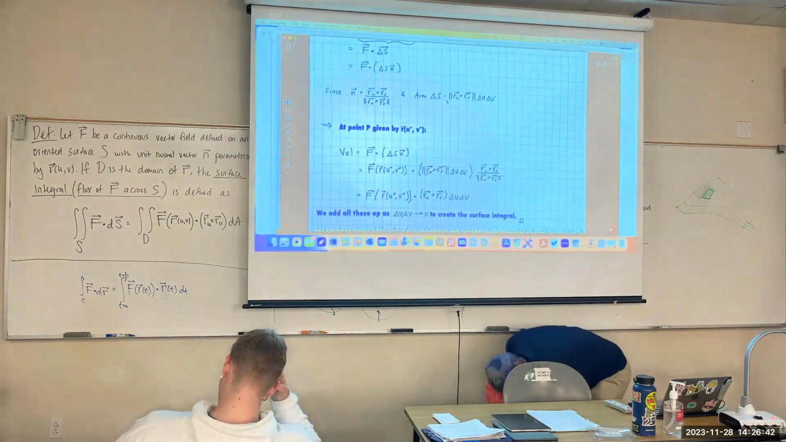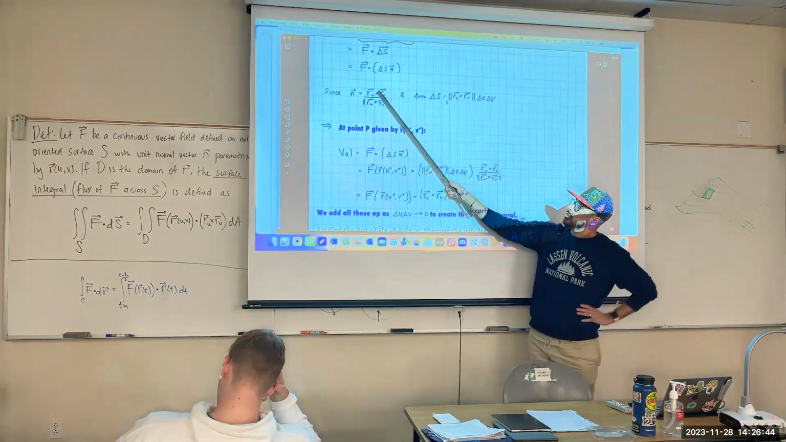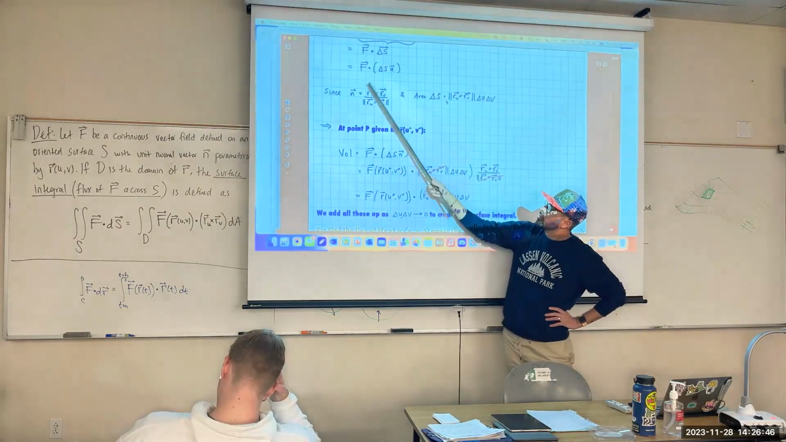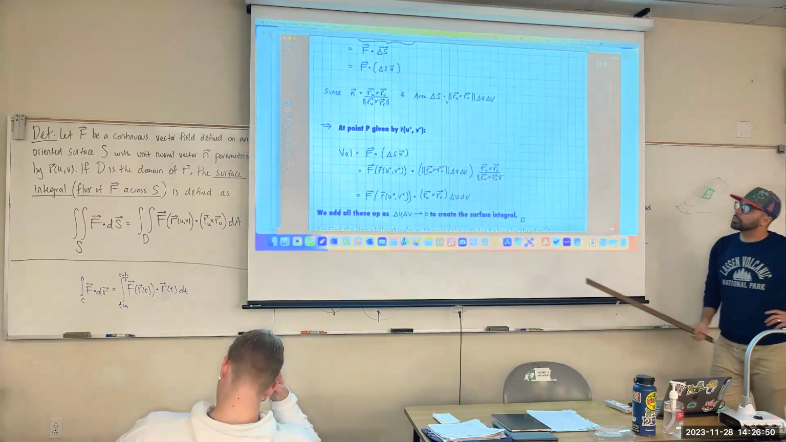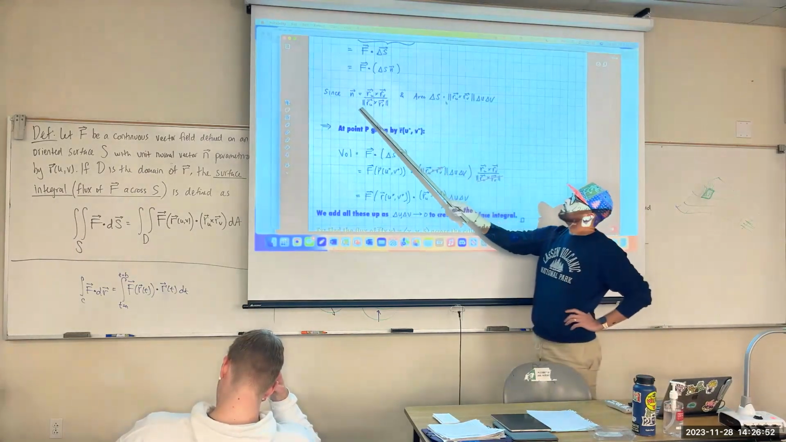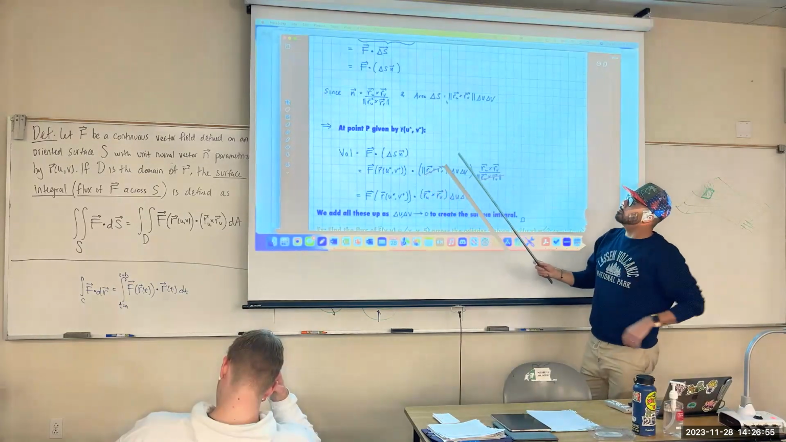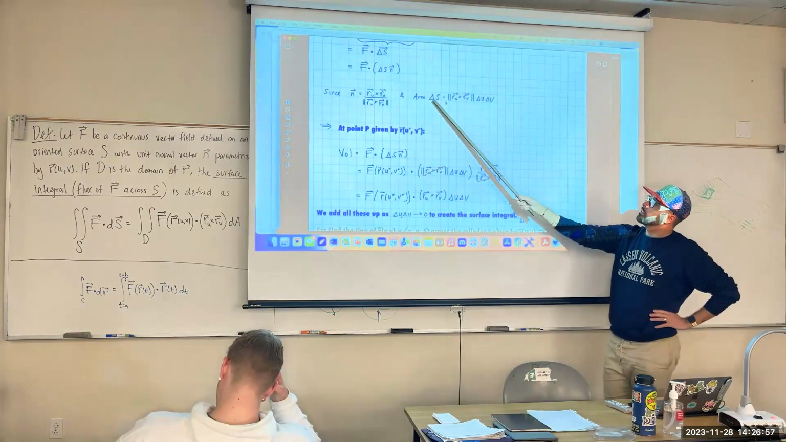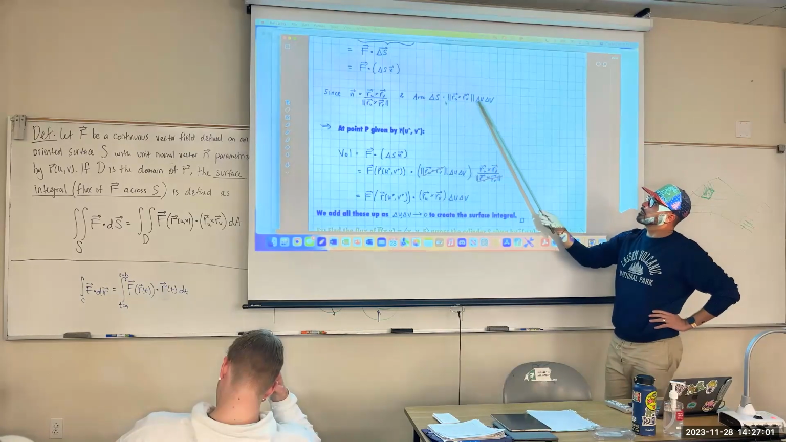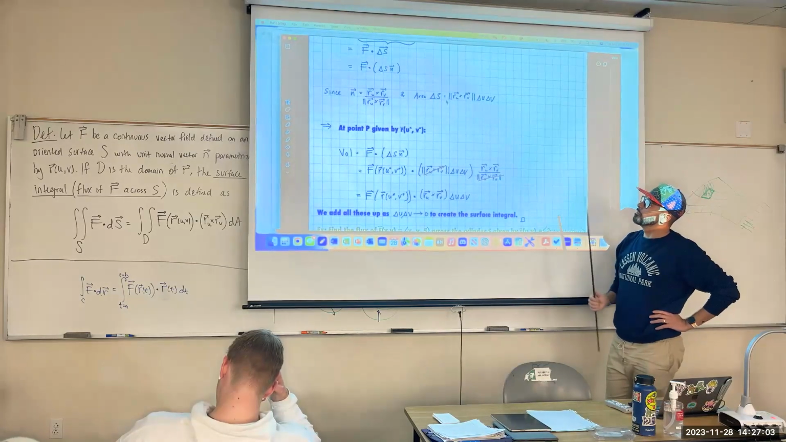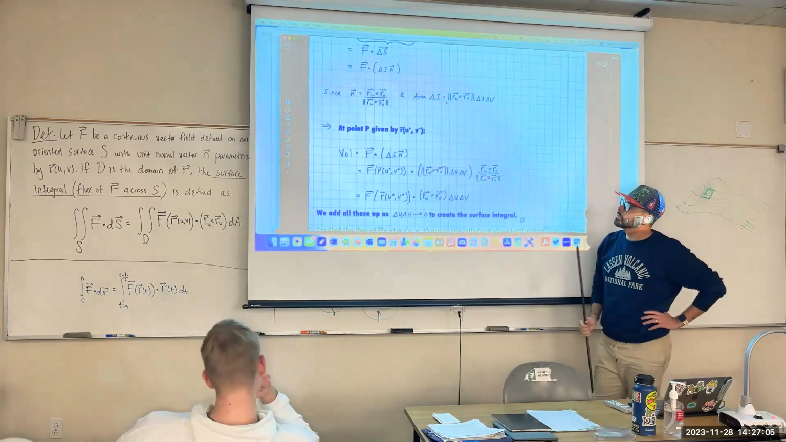Well, the n vector, we defined it to be this guy here, the cross product over the magnitude of the cross product. That's n. And then from section 16.6, we saw that delta S was the magnitude of this cross product vector times delta V. This is from 16.6.